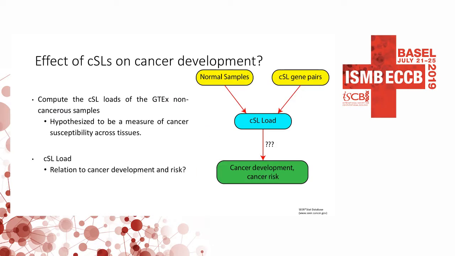Now we would like to ask the question, can CSLs affect cancer development? And now we look at normal samples from the GTEx data set. These are normal tissues. We use around 6,000 samples from around 16 tissues of gene expression data, and by looking at the expression state we can compute a CSL load for each sample in the GTEx data set. We hypothesize that CSL load will have a relationship with cancer development and cancer risk, and we expect a negative relationship actually.